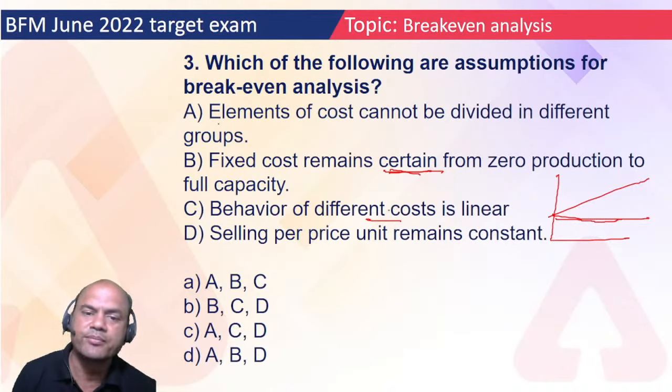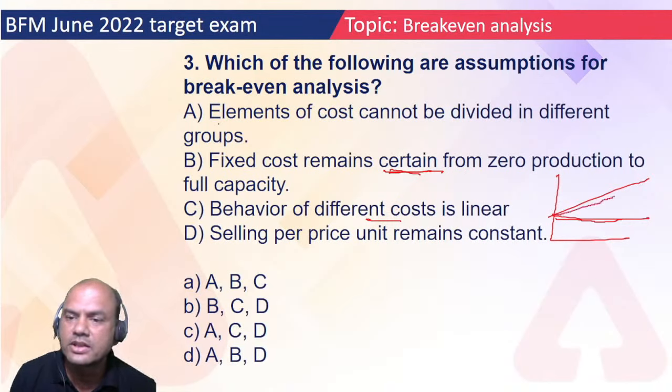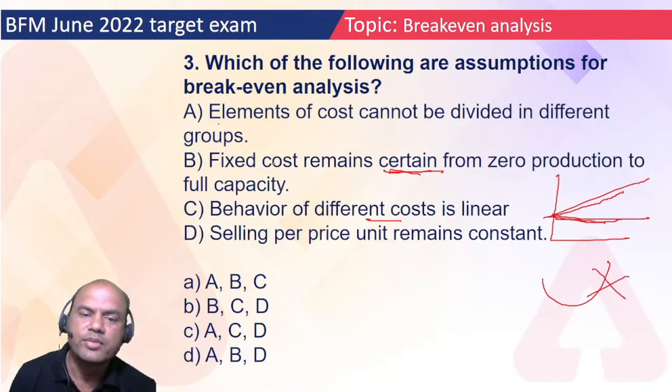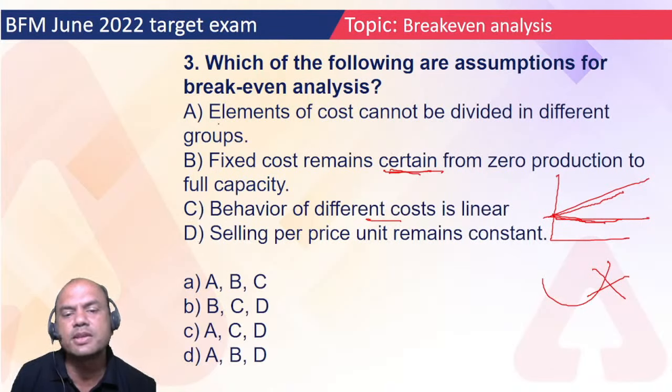What about C? Both are linear. This is linear and this is also linear. It's not curvilinear here. If there were two parts, one linear and second curvilinear, it would look different. Is anyone like that over here? No, right? Selling price per unit remains constant. This is one important part about BEP. Remember this part: whatever you change, whatever you make, it will always remain constant.